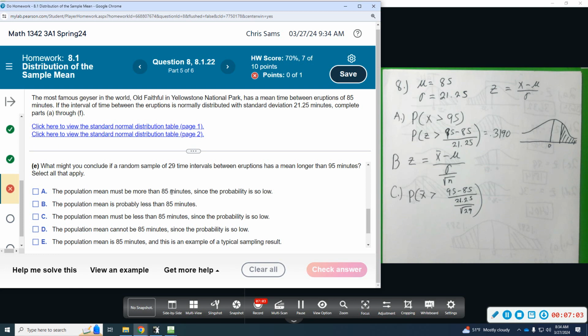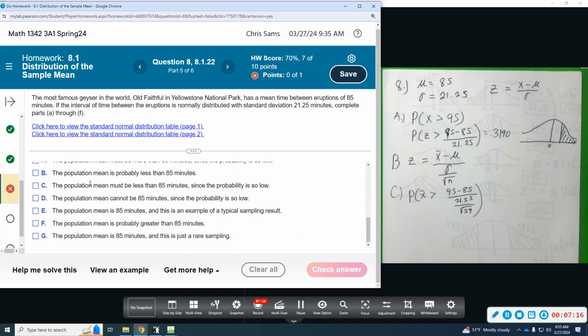So "must" is strong. I won't say must. It could be more, but we don't know. The population mean is probably less. Less would be the opposite. The population mean must be less than 85 since it's low. The population mean cannot be 85 since the probability is so low.